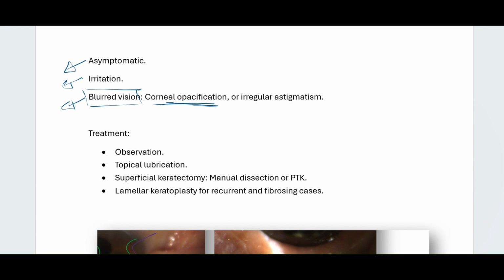For the differential diagnosis, it needs to be differentiated from a dermoid. Dermoid might be limbal or might be in the mid-periphery of the cornea or even the center of the cornea. But a dermoid is present at birth, and histopathologically it contains myofibroblasts, which never happens in Salzmann nodular degeneration.